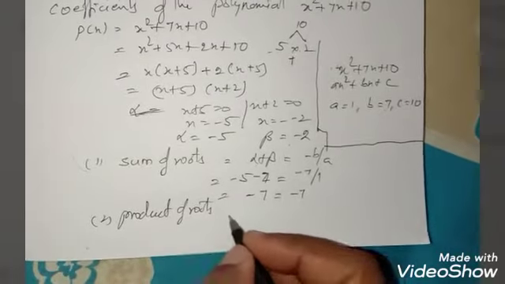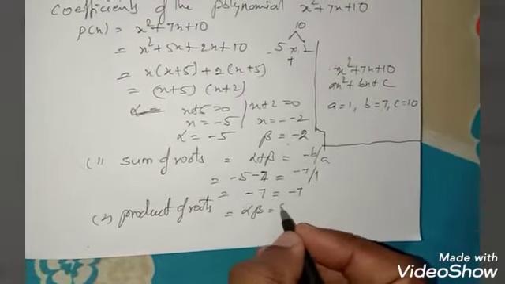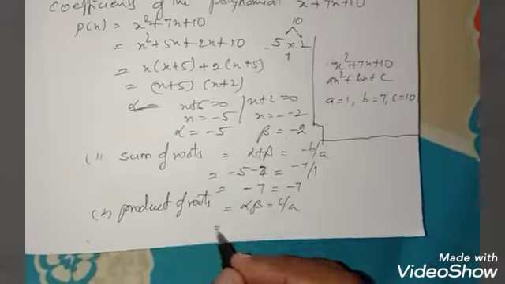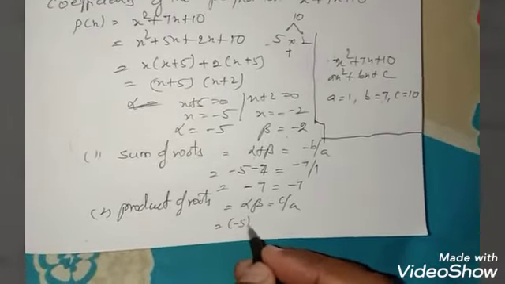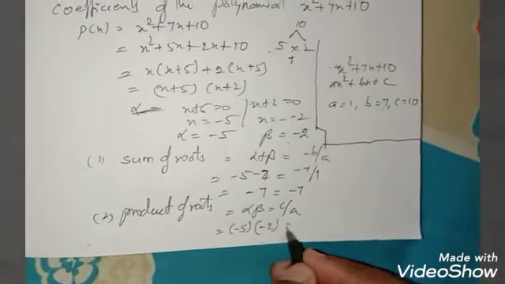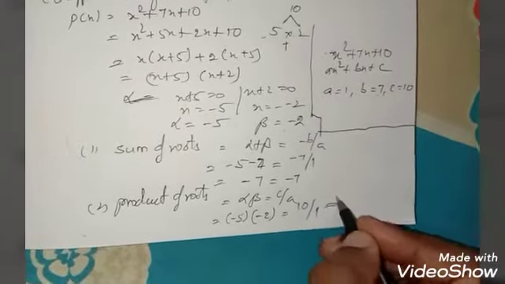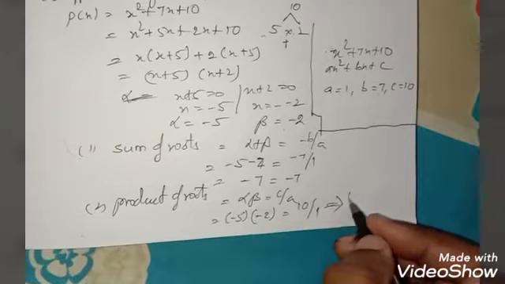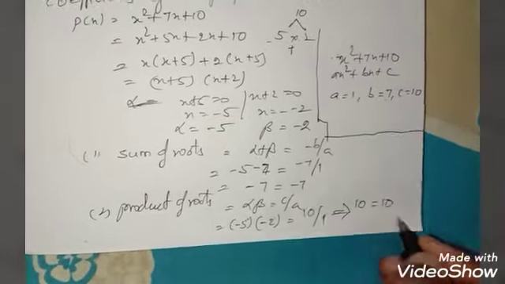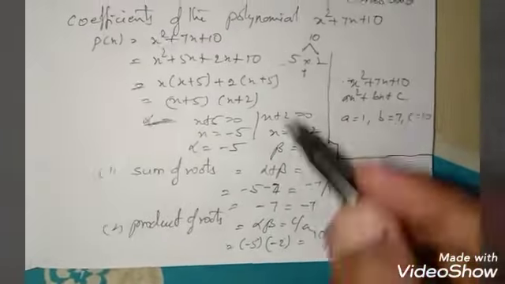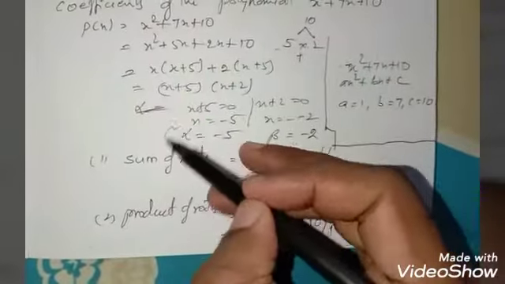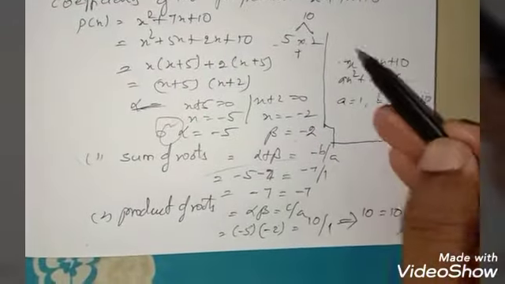Now the product of roots formula is given as alpha beta is equal to c by a. Now what is alpha for me? Minus 5. What is beta for me? Minus 2. Here the c value is given as 10, so 10 by 1. So this implies 5 twos are 10 is equal to 10. So like this we are showing the relation between the roots and the coefficients, right?